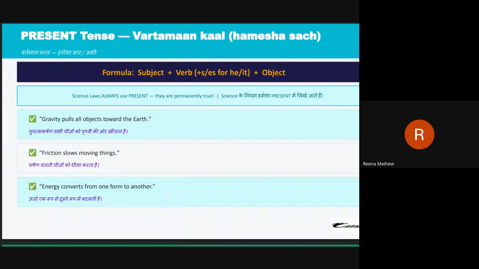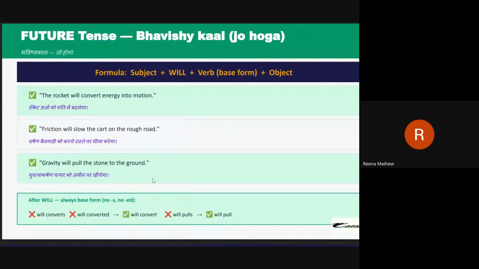Next is the future tense or bhavishyakal. So in this, the format is subject. Palak, you can move to the next slide. Okay, so we have subject, will, verb ka base form or the object. See, in this, the rocket will convert energy into motion. Friction will slow. So will and the verb. Gravity will pull the stone to the ground.